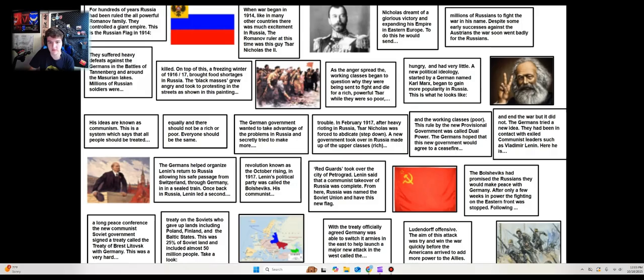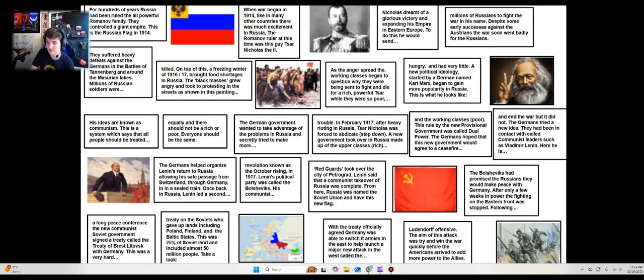But in February of 1917, after heavy rioting in Russia, Tsar Nicholas was forced to abdicate as a new government took over Russia, made up of the upper classes and working classes. This rule of the new provisional government was called the dual power. The Germans hoped that the new government would agree to a ceasefire and end the war, but it did not.